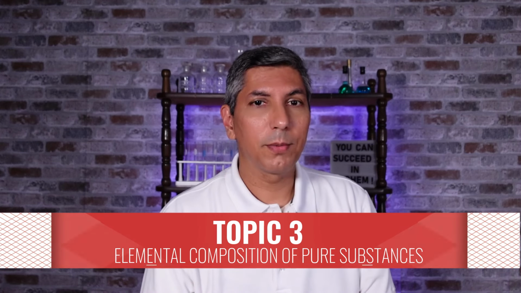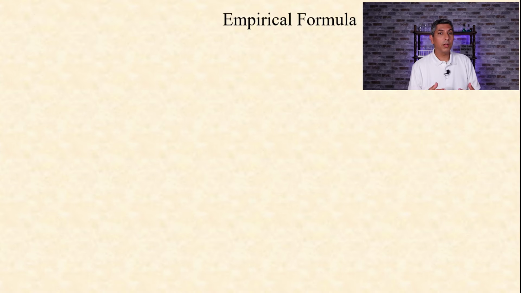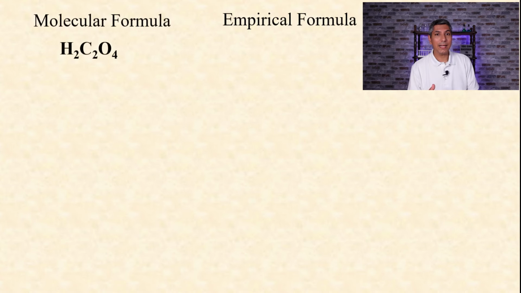You should be able to determine an empirical formula from a compound's composition data. An empirical formula is the simplest whole number ratio formula for a compound. It's like taking a formula and reducing it down to lowest terms. So for example, the molecular formula for oxalic acid is H2C2O4, but its empirical formula is HCO2.